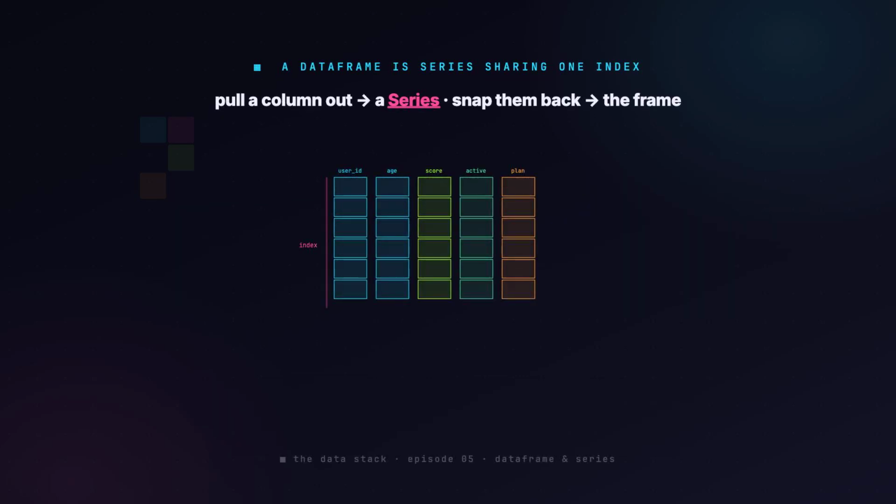A column pulled out alone is a series, values plus that same index, like a single labeled vector. Stack the columns back together, sharing one index, and you're back to the data frame. So a data frame is just series that agree to share an index. Hold that picture, it makes every selection, every groupby, every merge later make sense.